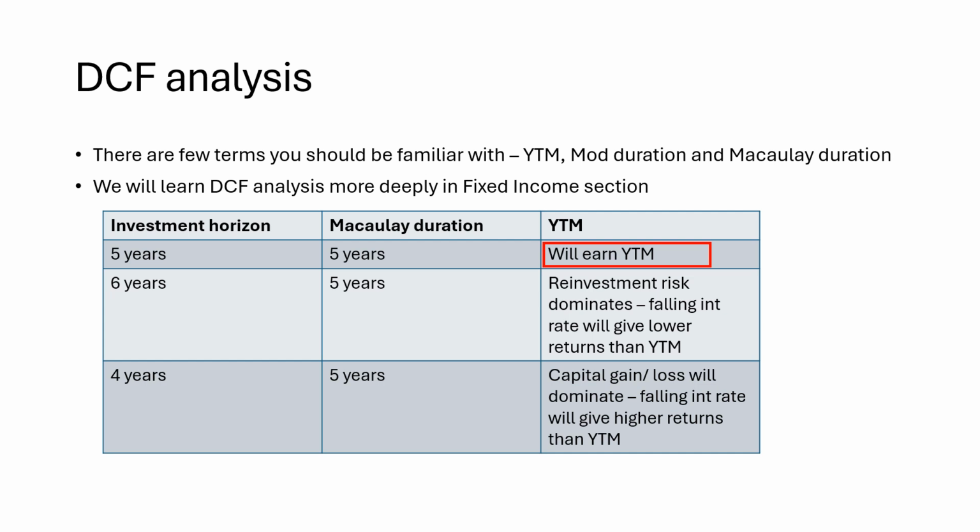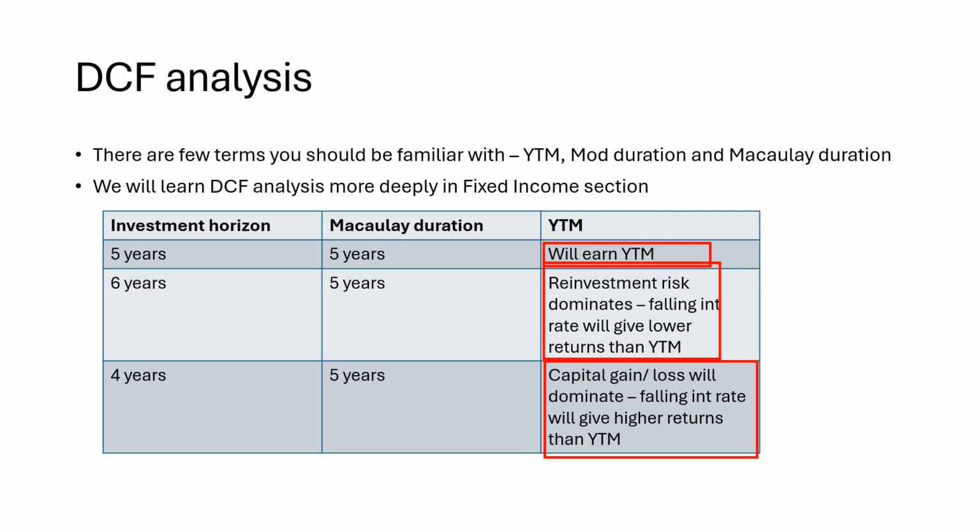If the investment horizon is longer than Macaulay duration, then reinvestment risk dominates. Which means if the interest rate is falling, then it will give a lower return than YTM. Why is that? Because the coupon will be reinvested at the lower rate. And the third scenario: if the investment horizon is shorter than Macaulay duration, then capital gain or loss will dominate. So a falling interest rate will give a higher return than YTM. Why? Because if the interest rate is falling, then the price of the bond will increase and a capital gain will happen. So these are the three scenarios you need to remember.